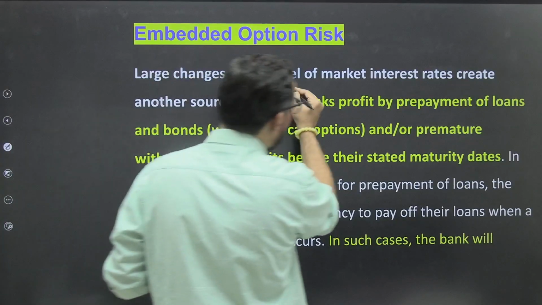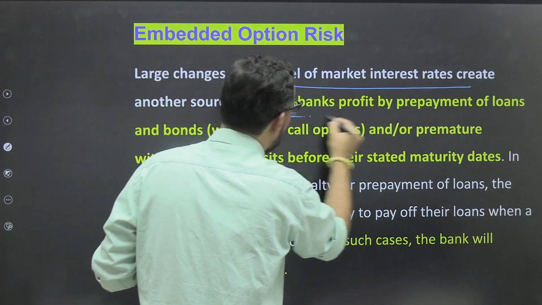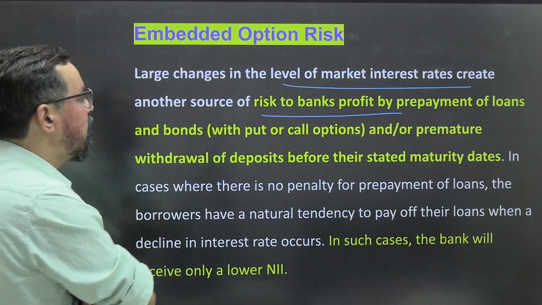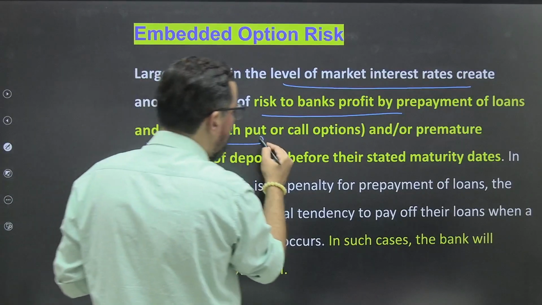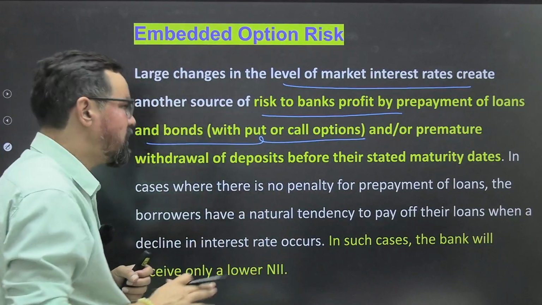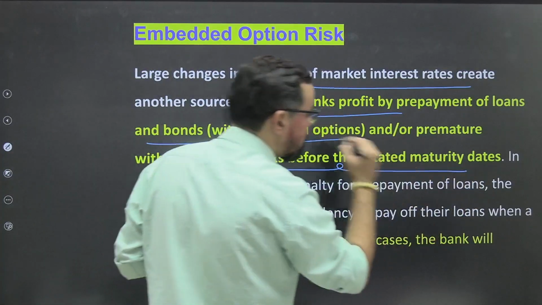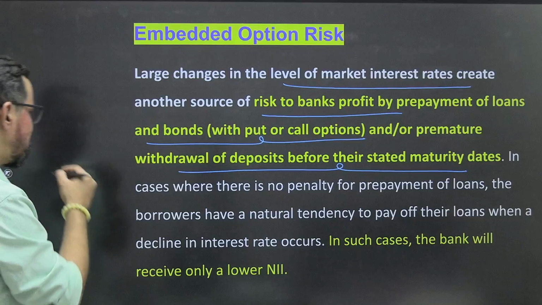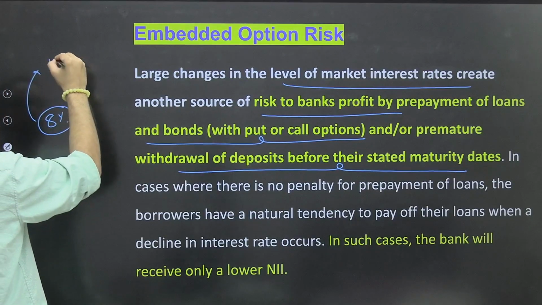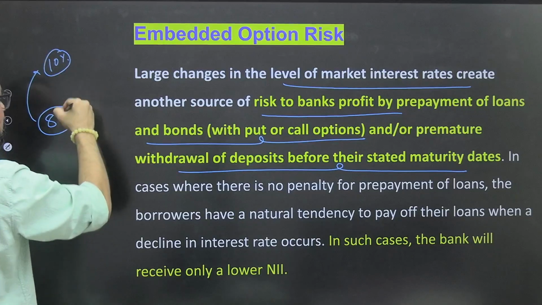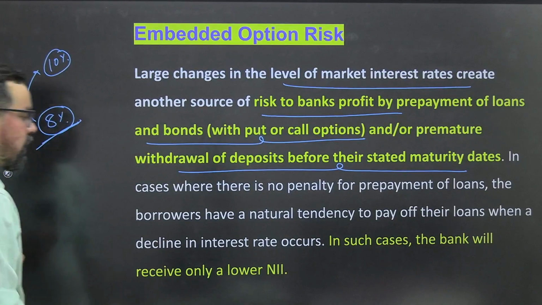Large changes in the level of market interest rate create another source of risk to bank profit, through prepayments of loans and bonds with put and call options, and/or premature withdrawal of deposits before the stated maturity. As I gave you an example earlier, it was 8%, now the interest rate in the market has increased to 10%. So what he'll do, he'll shift from here to there. Okay? So he'll go for premature withdrawal of this particular product.